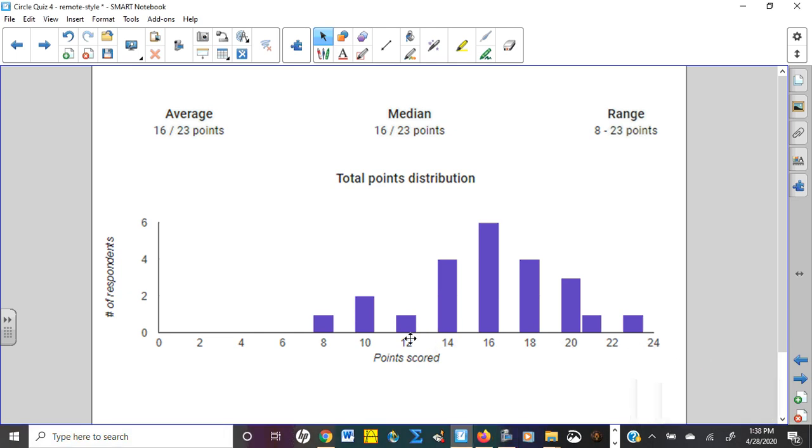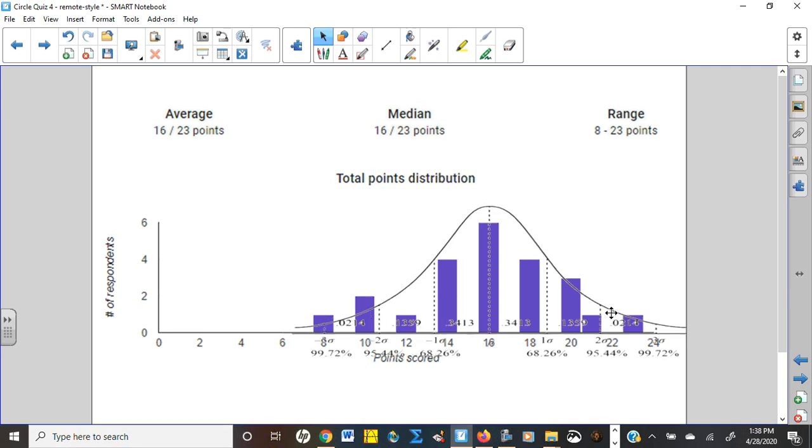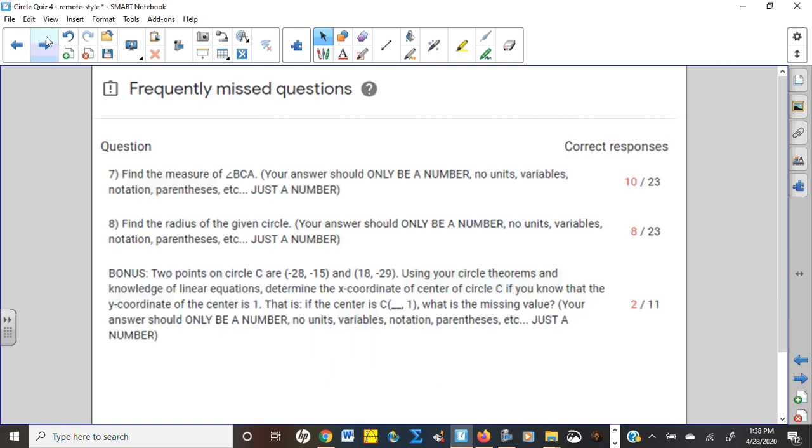And of course, just in case you don't believe me, there you go. Look at that. Pretty much right in that shape. Anyway, moving on. These were the two big questions, outside of the bonus 7 and 8, which we had issues with. Only 10 out of 23 people got number 7 correct. Number 8, only 8 out of 23. So we'll definitely take a look at those two.